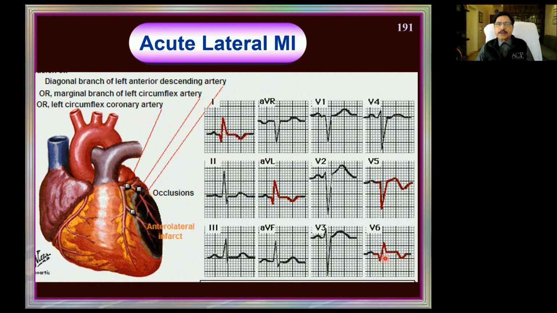There is also a pathological Q here because the Q is at least half of the R wave there, and also it is a little wider. And here also I am seeing the pathological Q and widening of the QRS with the T inversions here. So this is an acute lateral wall infarct. Why not anterior? Because the anterior leads are spared. Why not inferior? Inferior leads also are spared. So it looks like it is a lateral wall.